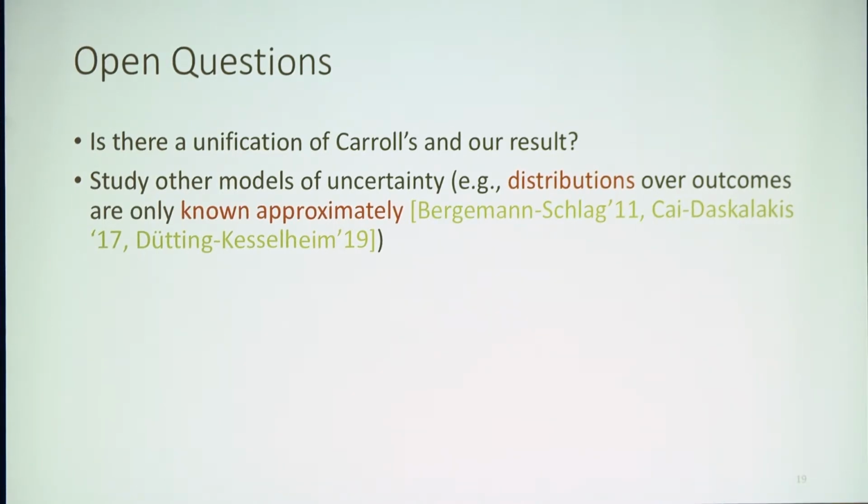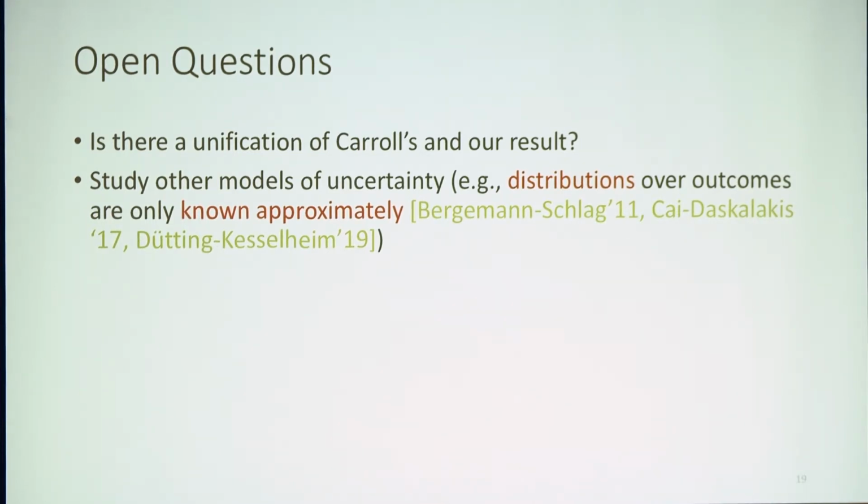So I think that was a first, hopefully, illustration of how a more CS optimization perspective could add to the literature. I think open questions here would be, first, is there a unification of Carroll's and our result? There are, of course, other models of uncertainty. So you asked, what if I don't know anything? Another question could be that you maybe know the distributions, but not exactly. So maybe up to some error. What can you do then?